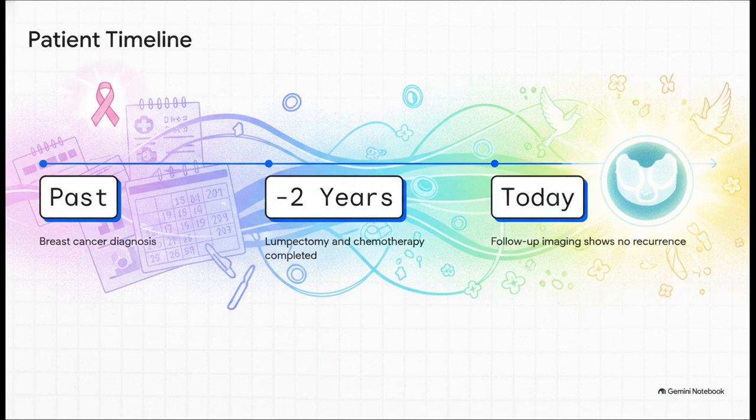Looking at our patient's timeline, there's a crucial detail staring us in the face. That 2-year gap since treatment ended. It's been a full 24 months since the lumpectomy and the chemo. Today's visit is strictly for follow-up imaging, and thank goodness it shows no recurrence. Building this kind of mental timeline is absolutely crucial for separating the past from the present, so we don't accidentally drag a past diagnosis into today's active problem list.